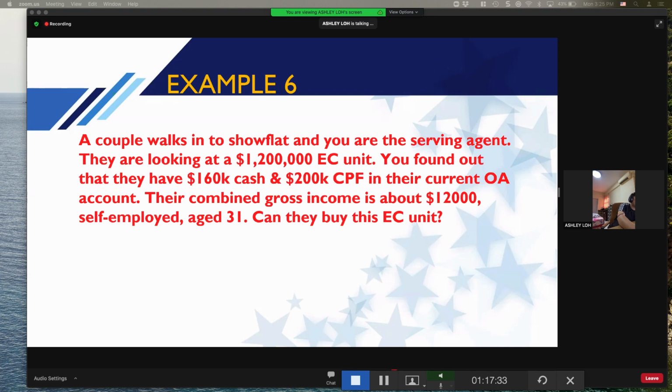Based on whatever information on that slide, you technically can find out their loan, cash and CPF already. Can, within the ceiling, but do they have enough to buy? Yes, they are eligible. What you're telling me is they're eligible to buy, but what I now want to know is whether they can buy with the amount they have. Okay, so cannot buy, right?